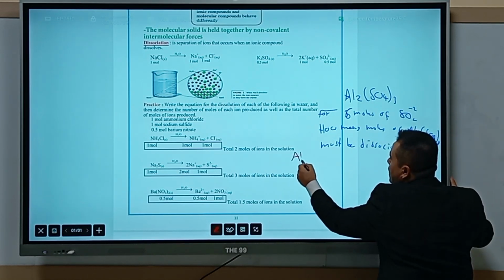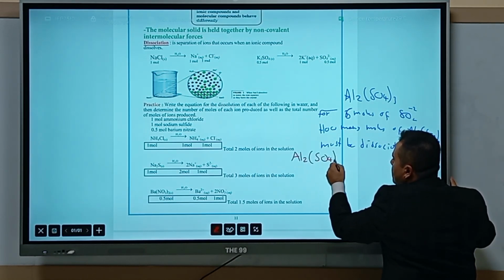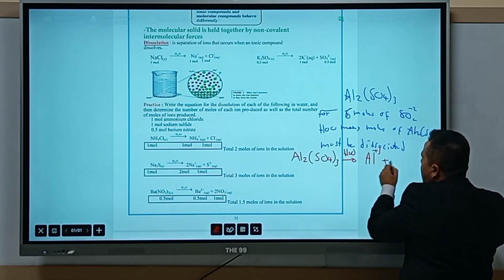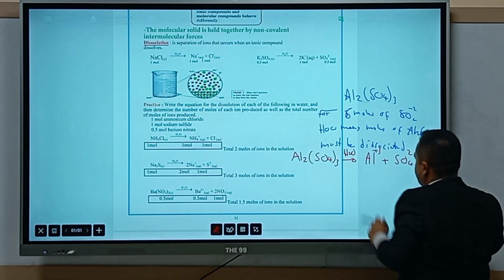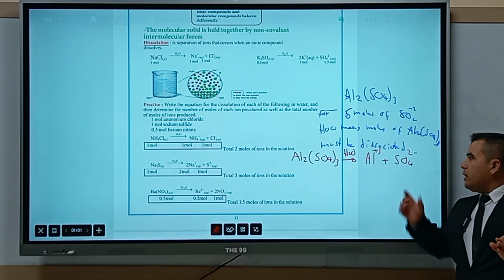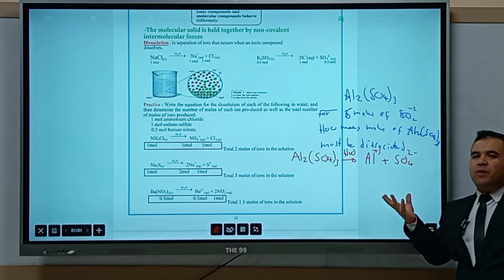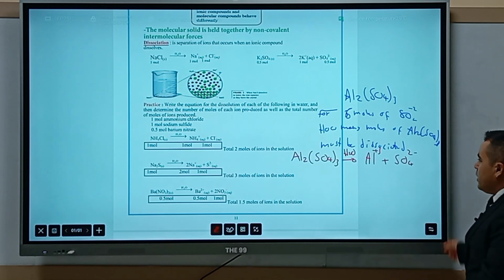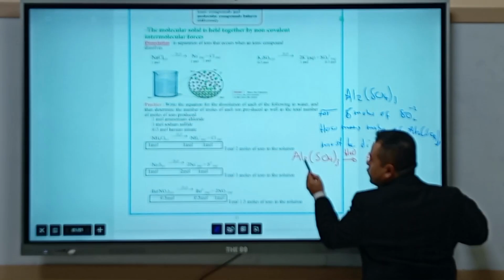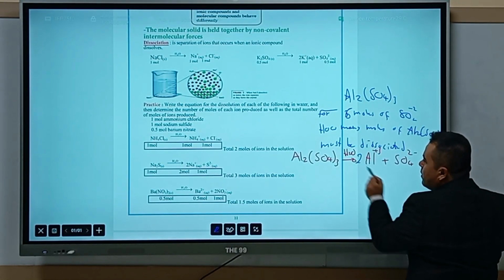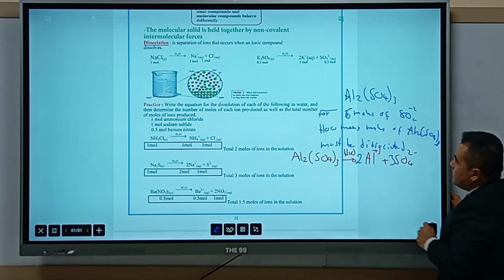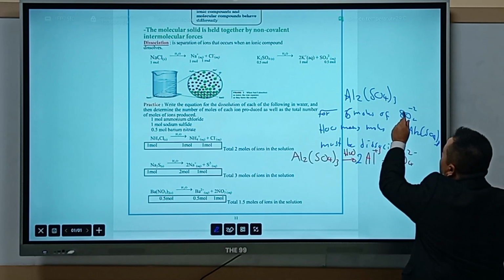First of all, we have to write the dissociation equation of the aluminum sulfate to produce Al positive 3 and SO4 2 negatives. Guys, I told you to revise the table of monatomic and polyatomics to know the charge of these polyatomic and monatomic ions as well. And then the next step, balance the equation. How to balance it? How many Al do we have in the reactant? 2. So add 2 to the product. How many sulfate? 3. So add 3 to the sulfate. It's balanced.